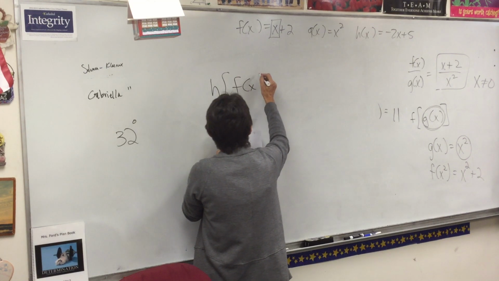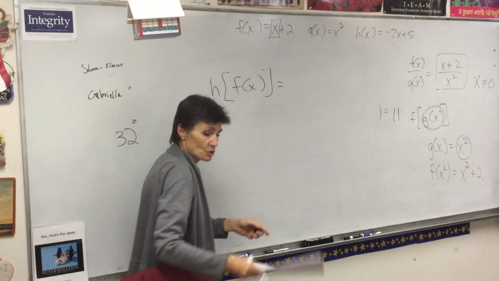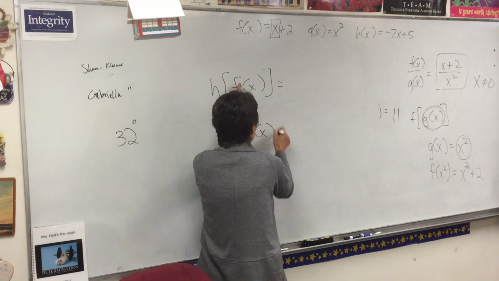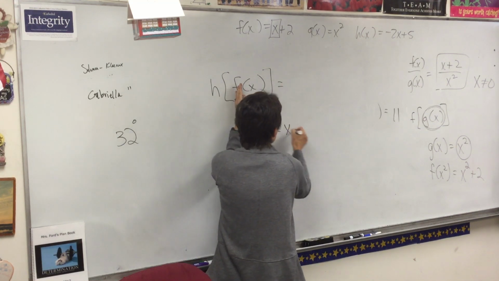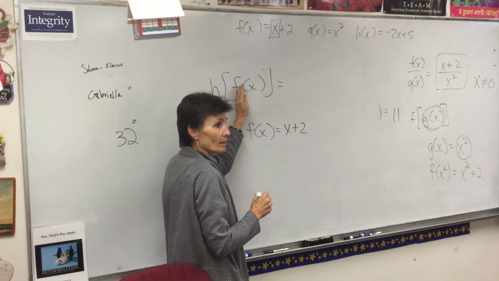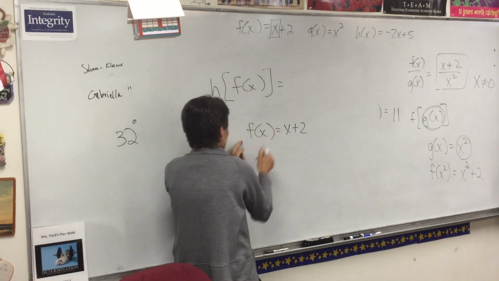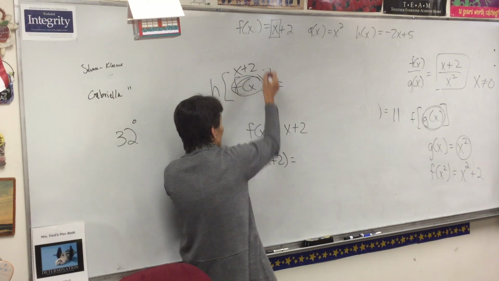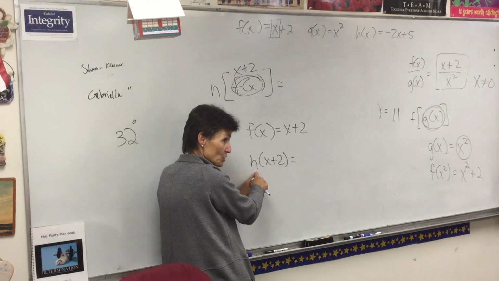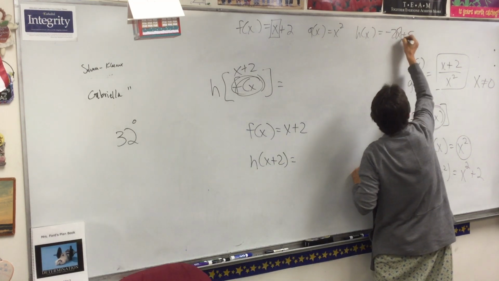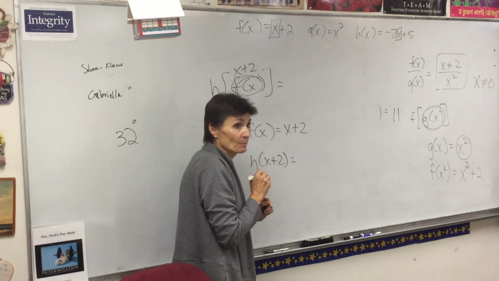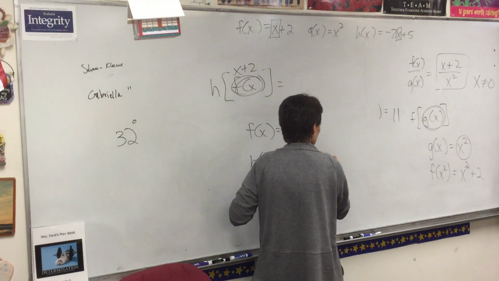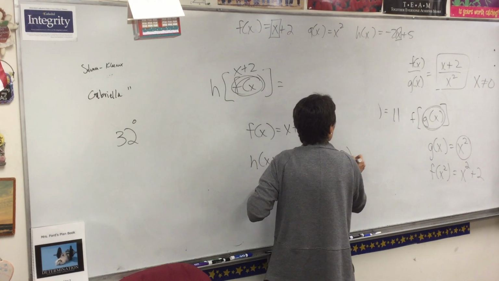Just look. Start with what? F of X. Well, this is easy. You don't need to figure that out. F of X is X plus 2. Now that has to go into H though. This is X plus 2. So now we have to go to our H function, and every time we see an X, we have to put in X plus 2. So negative 2 times X plus 2, plus 5.